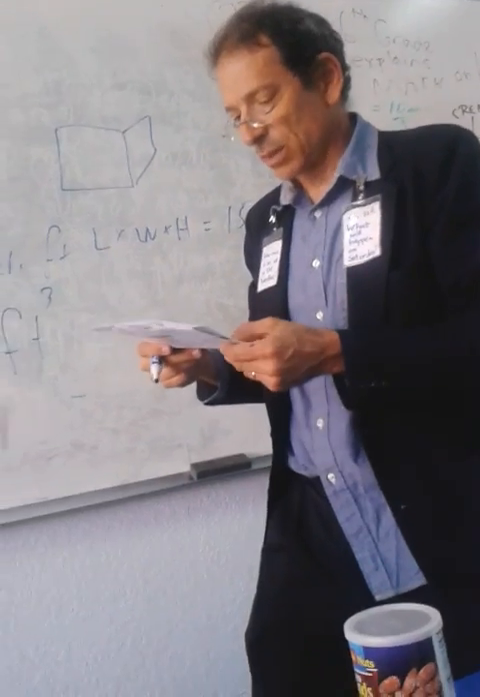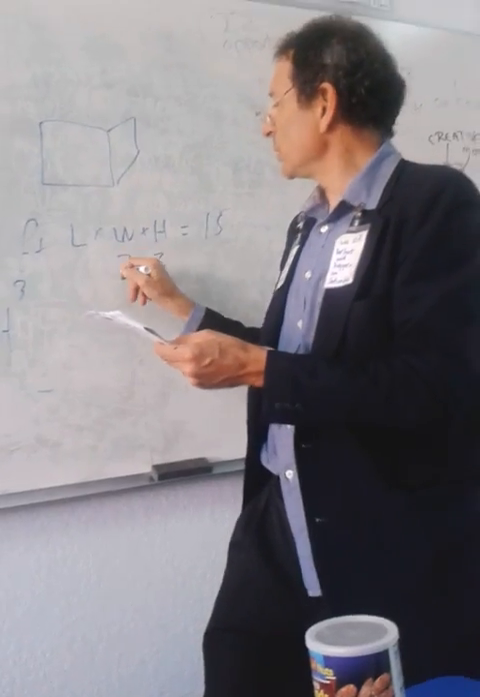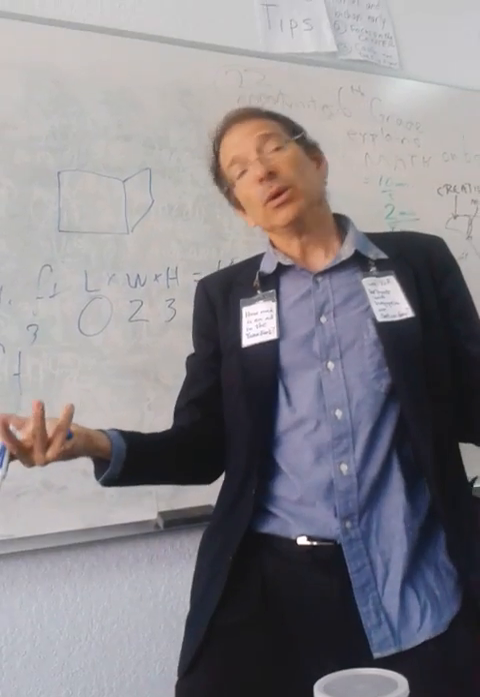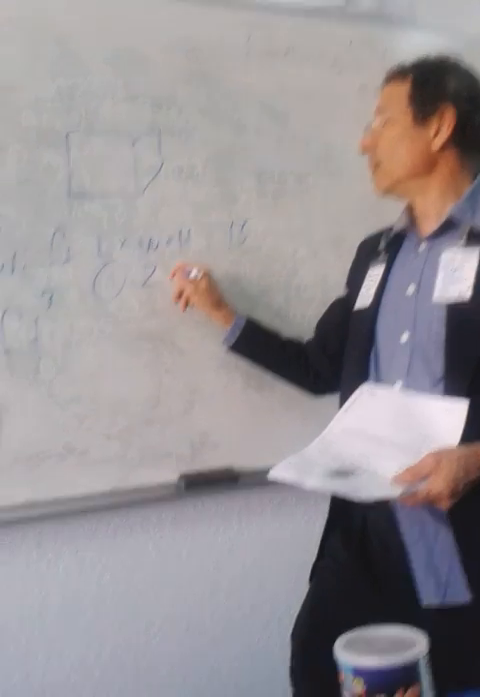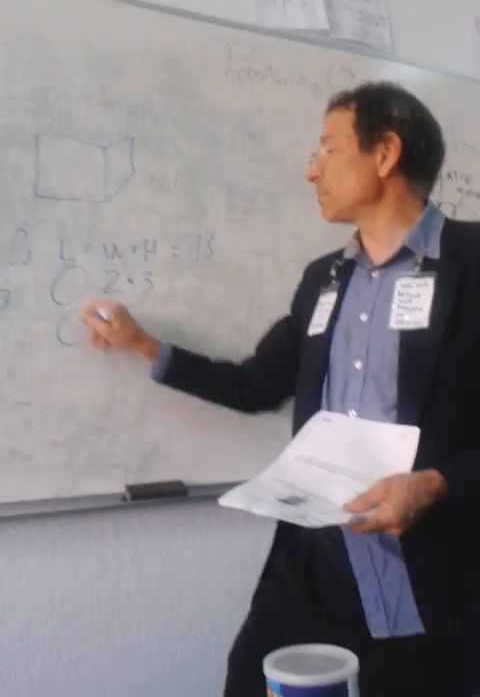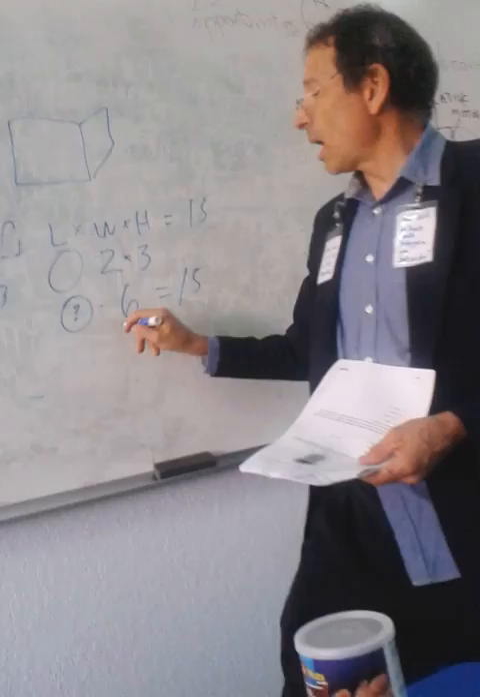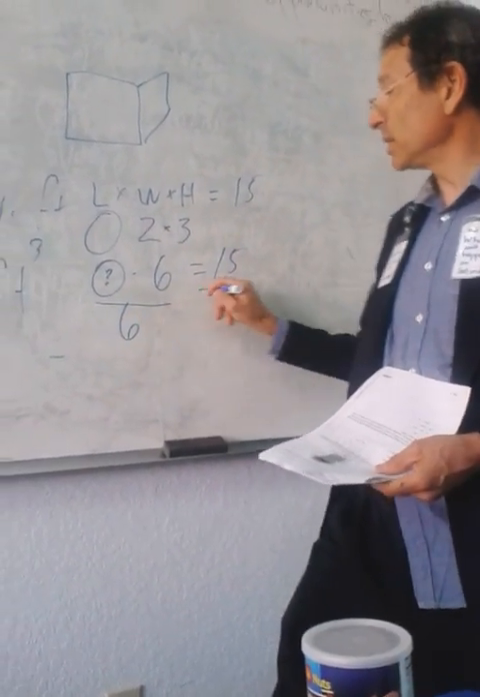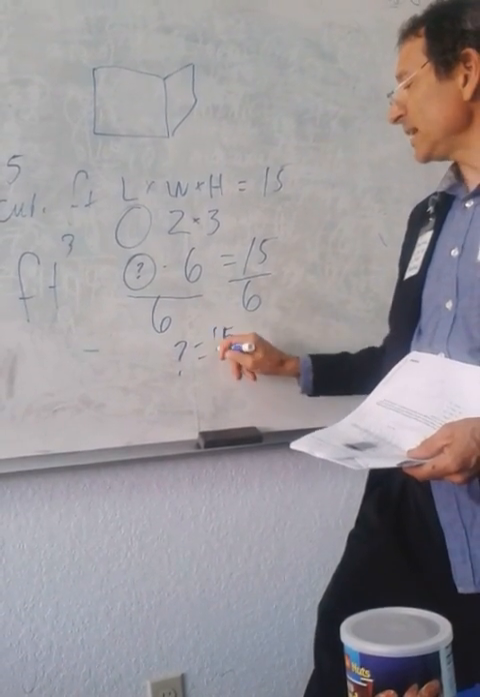What is the length? So I've got 3 is the height, 2 is the width, and we have to have a number here. Well, you and I are pretty good people with multiplication. So we know that 2 times 3 is going to be 6. 6 times something is going to equal 15. Well, what's the opposite of multiplying by 6? Dividing. I'm going to divide by 6. So our big question mark is 15 over 6.